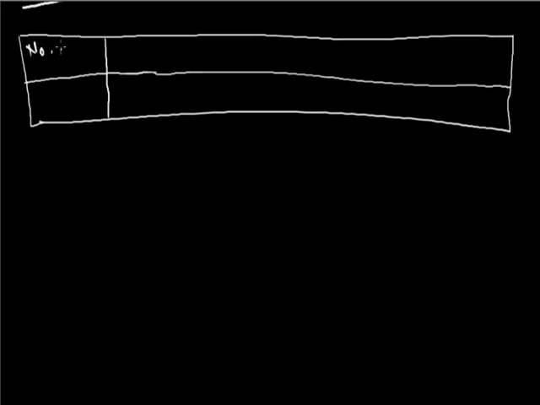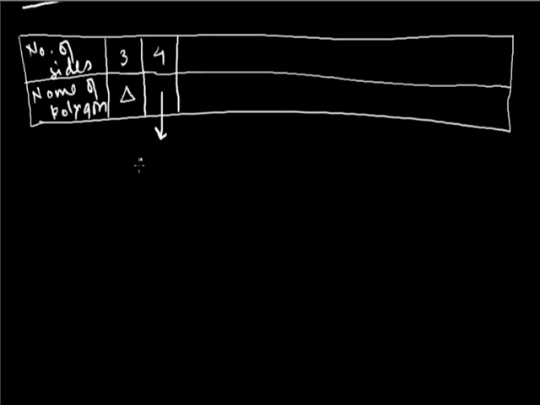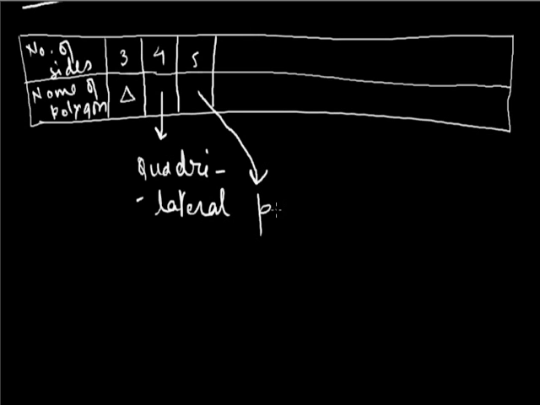Number of sides, name of the polygon. For 3 sides, it is called a triangle. It is denoted by this sign, a small triangle. If the number of sides is 4, then it is called a quadrilateral. If the number of sides is 5, it is called a pentagon. For 6 sides, it is called a hexagon.